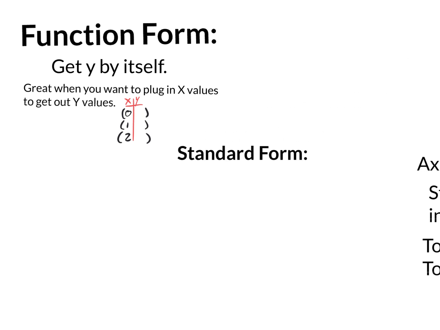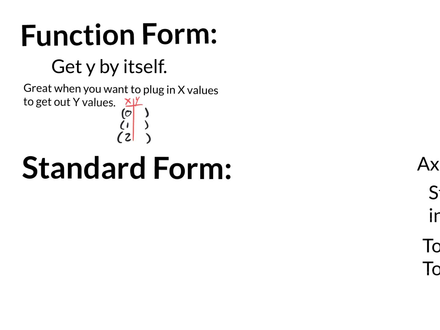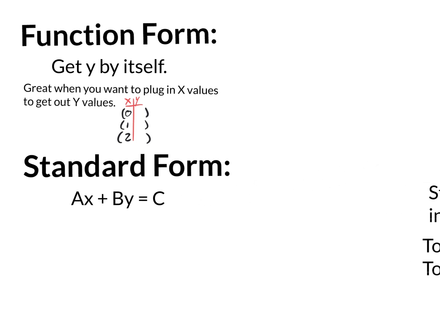Standard form is this latest one that we've been talking about. And does that one have y by itself? Yeah, no. What could you tell me about standard form? It doesn't have y by itself, so what's on one side, what's on the other? AX plus BY equals C. That's correct. AX plus BY equals C, where A, B, and C are just numbers, no fractions, no decimals, okay?